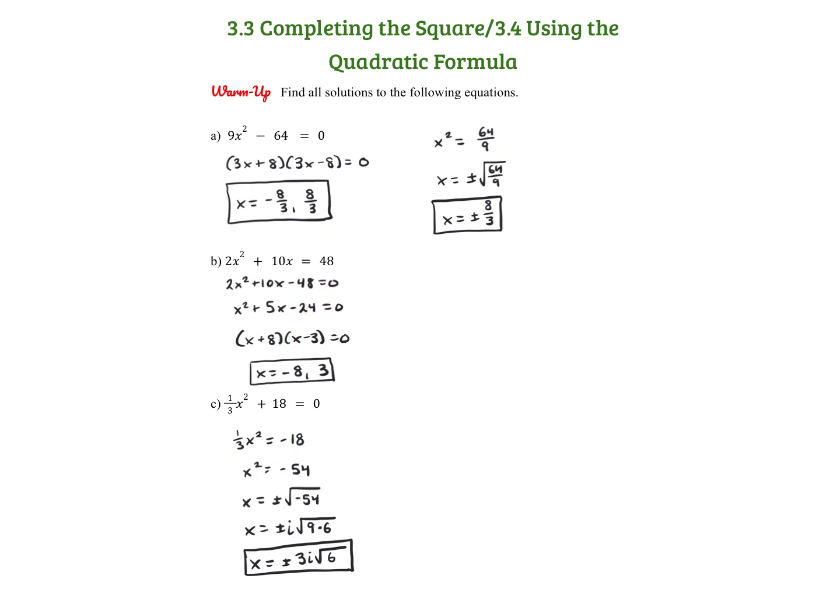And then for part C, I would use that square root method. So here, remember, it's okay to have the square root of a negative. We just put that i out front to have that imaginary unit. So we have plus or minus 3i root 6.